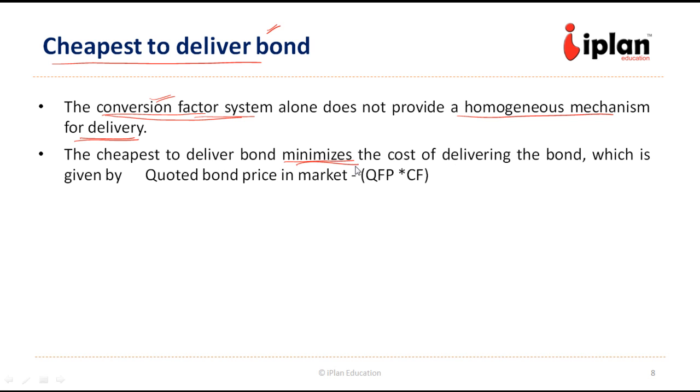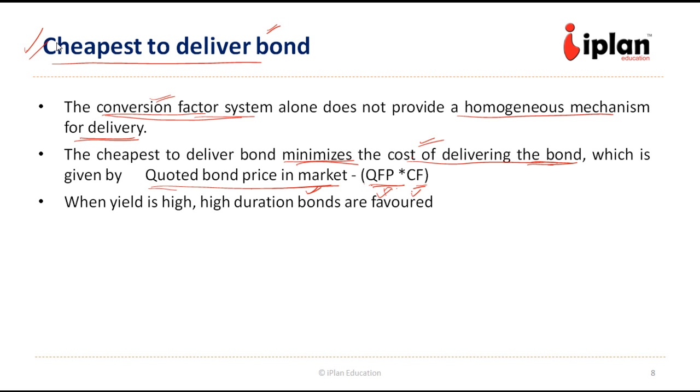So we need to minimize the cost of delivery of the bond, which can be given by the quoted bond price in the market minus QFP, the quoted future price, times the conversion factor. We have seen that we multiply these two and add the accrued interest to find out the cash received by the short position holder. But we need to find out what the cost associated is. Since these two are not equal, there will be a small difference between them that refers to the cost of delivering the bond. So for whichever bond this cost is minimum, that will be selected and delivered. So it will be the cheapest to deliver bond.